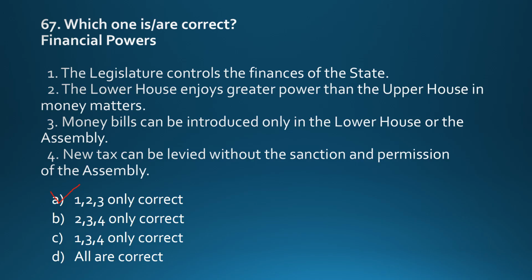In 4, "no" we have to include. No new tax can be levied. Correct answer is option A 1, 2, 3 only correct.